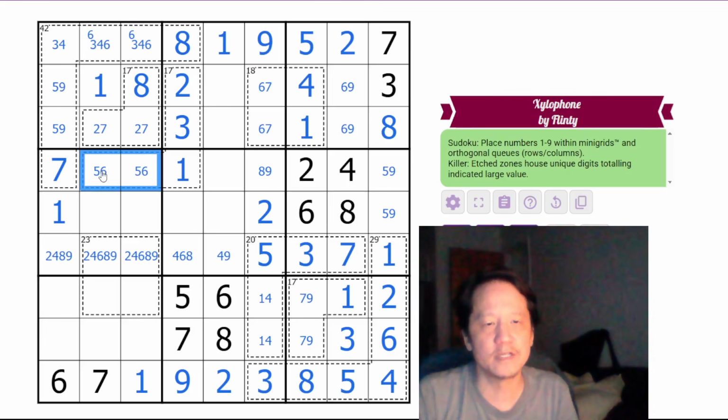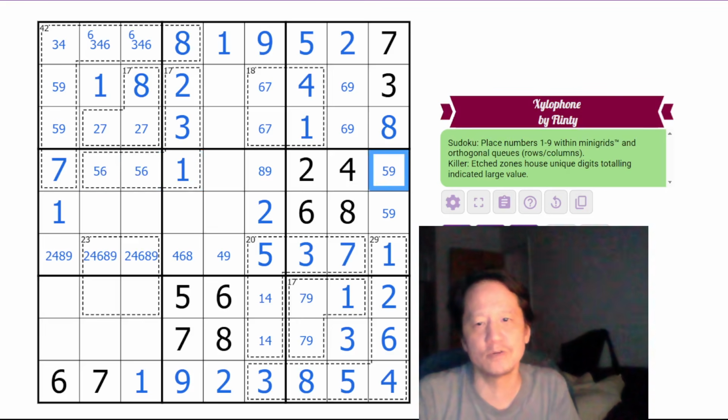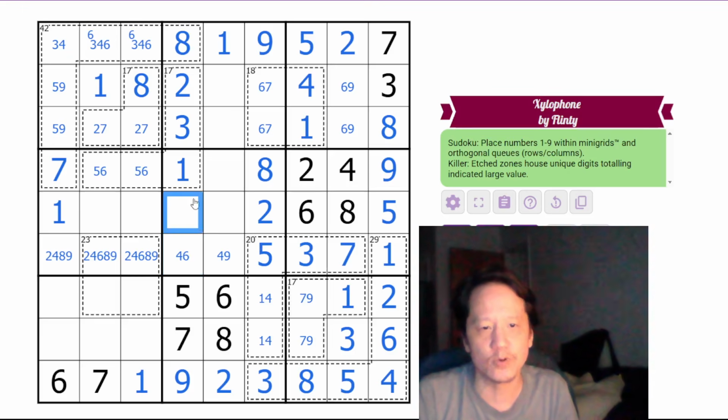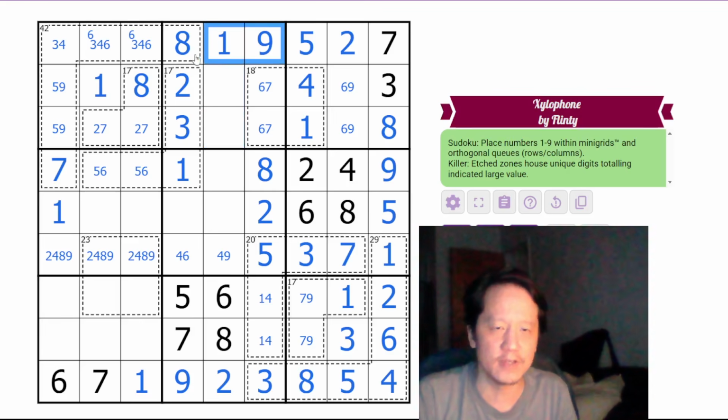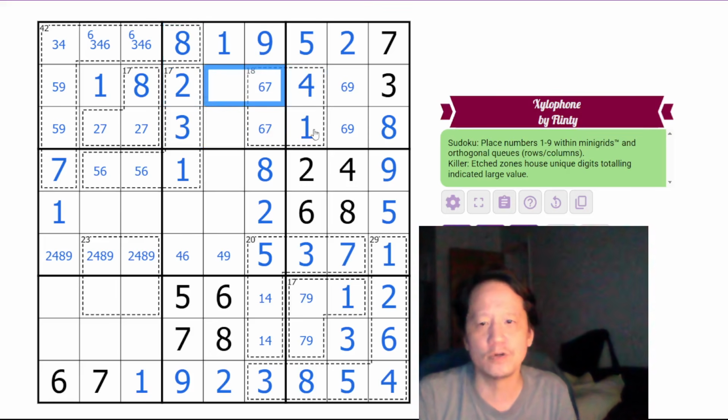5, 6 eliminates 5 and 6 in the rest of the row. No 5 here. That's 9 and 5. 9 eliminates 9 here, so that's 8. That means this can't be 8 anymore here. 5 and 6 eliminates 5 and 6 in the rest of the box. That leaves these digits as 4 and 5 in this upper central box. And this can't be 4 because of 4 in the row. So this is 5. That's 4.